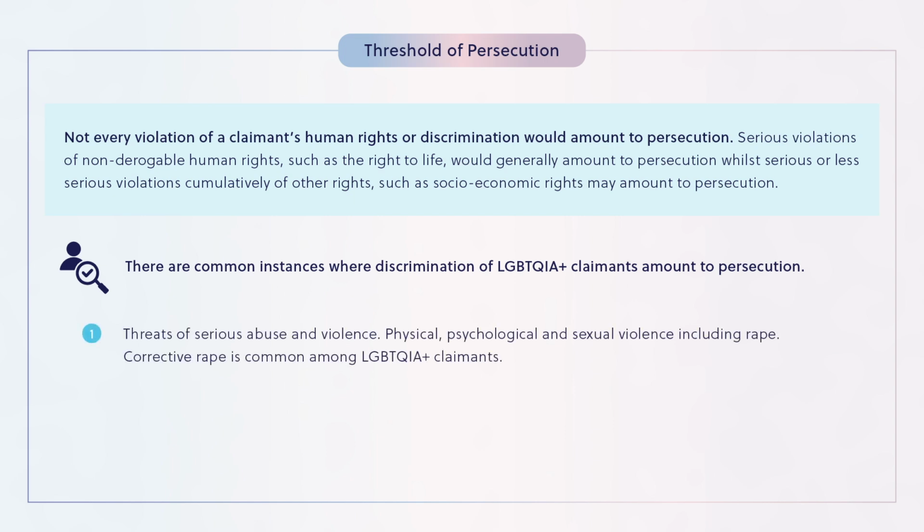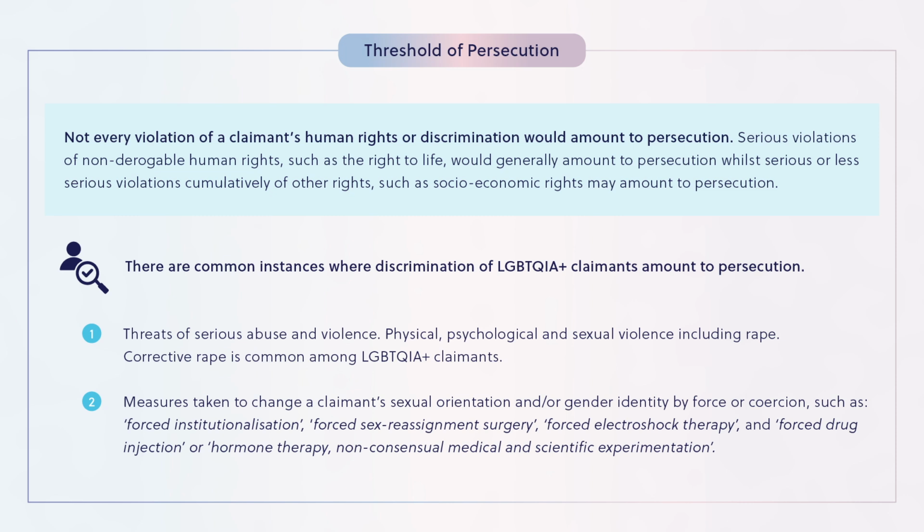Threats of serious abuse and violence. Physical, psychological, and sexual violence including rape. Corrective rape is common among LGBTQIA+ claimants. Measures taken to change a claimant's sexual orientation and/or gender identity by force or coercion, such as forced institutionalization, forced sex reassignment surgery, forced electroshock therapy, and forced drug injection or hormone therapy, non-consensual medical and scientific experimentation.